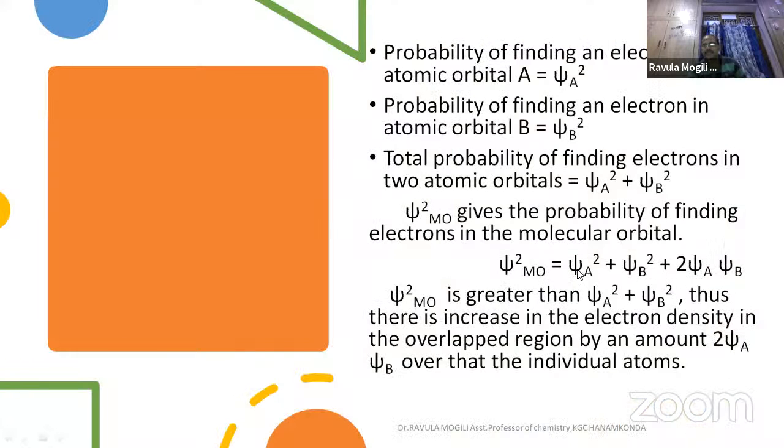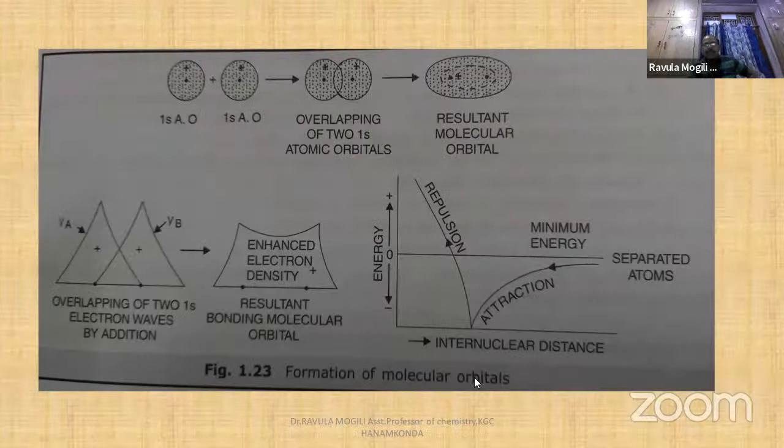So if you observe this way, according to the A plus B whole square principle, A plus B whole square is A square plus B square plus 2AB. That is how much the electron density is comparatively more than in the atomic orbital, and it is very, very important. So the 2 psi A psi B electron density is comparatively more than psi A and psi B. So this is bonding.